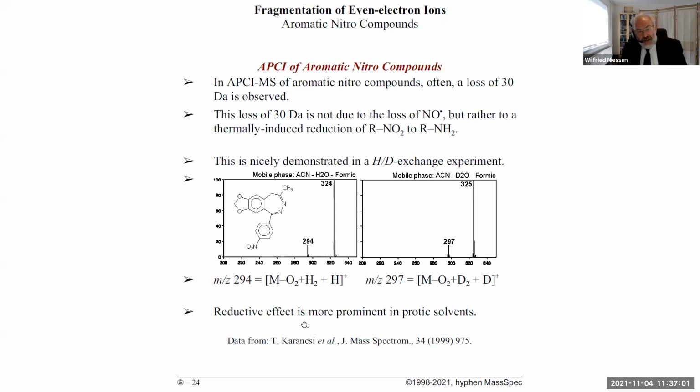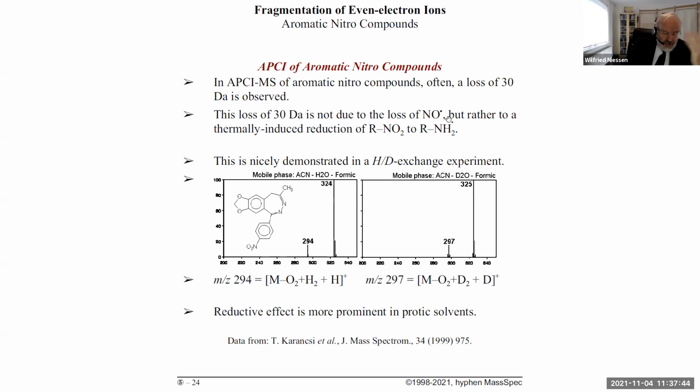You should be aware of the fact that aromatic nitro compounds are frequently analyzed by atmospheric pressure chemical ionization. If you do so, in the APCI spectrum, so we don't do MSMS yet, we simply look in the MS spectrum under APCI conditions, you frequently see next to the M plus H a peak consistent with M plus H minus 30. And given what I told you, you would expect that the loss of 30 is actually due to the loss of NO dot.